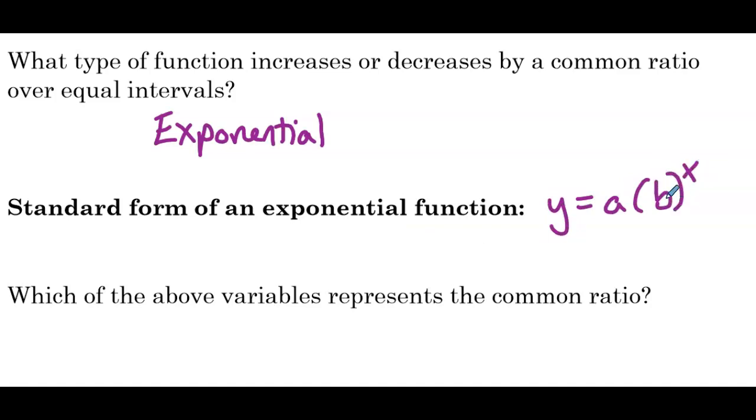Now a standard form of an exponential function, if we recall, is y equals a times b to the x, where a was the initial value or the y-intercept, and b was the base of the exponential function, essentially our common ratio, what we were multiplying by each time. So which of the above variables represents the common ratio? That would be the base of the exponential function, which is b.